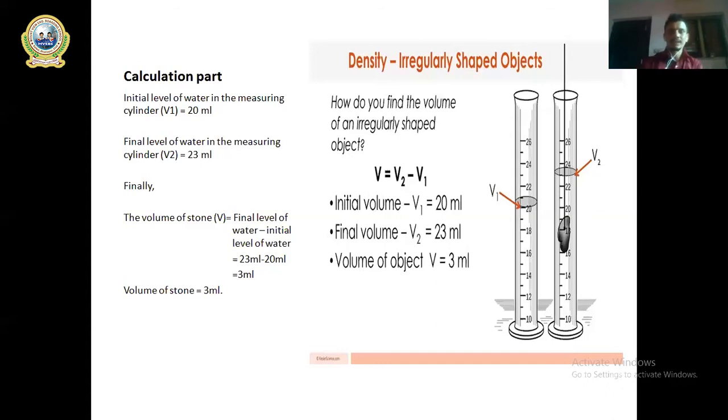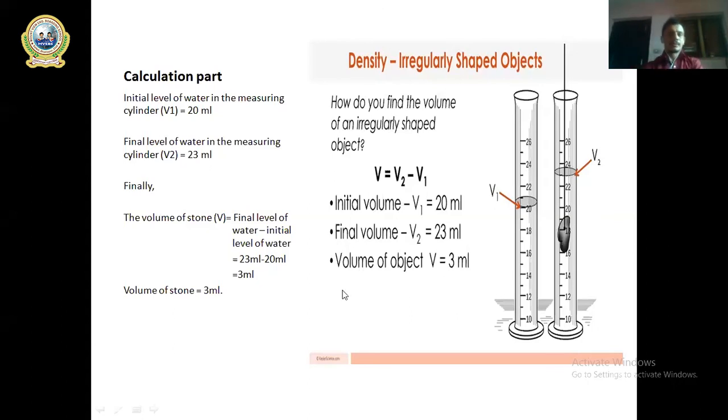So for that we have to put the object in the measuring cylinder, which contains a certain amount of water. Let's say the initial level of water is 20 ml, that is V1, as I've written there. After putting in the stone, the water level rises, and it has become 23 ml. So the final level of water in the measuring cylinder is 23 ml.